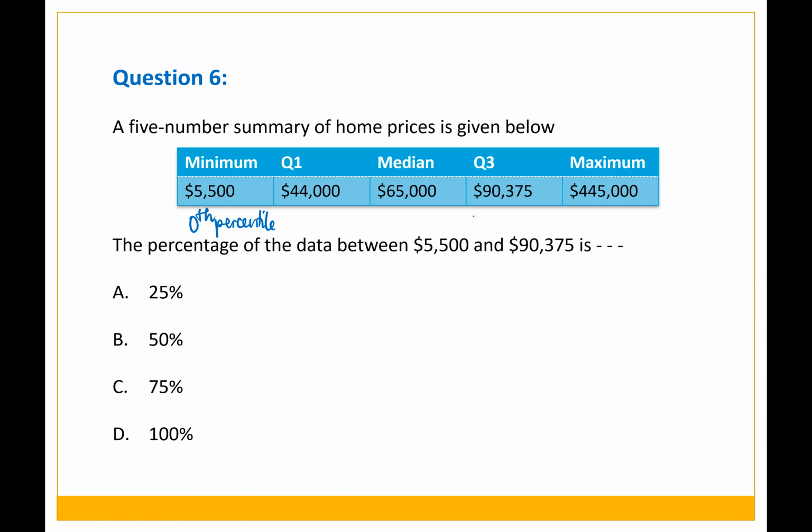And here Q3 is the 75th percentile. 75% of the population is going to be smaller than this value. So between the minimum and Q3, it's going to be 75% of the population. So it's going to be C. Pretty easy, but only when you understand the meaning of percentile.